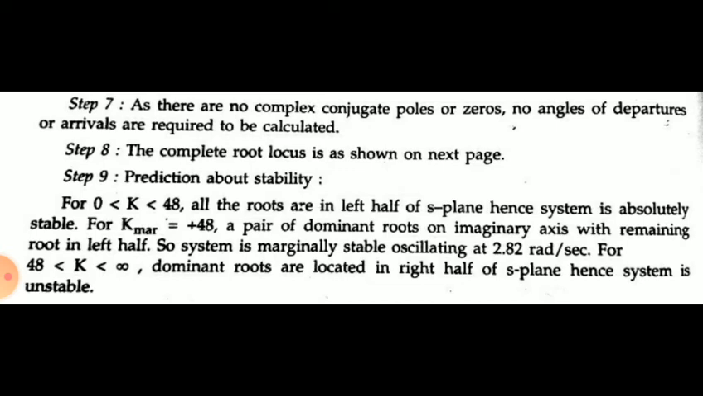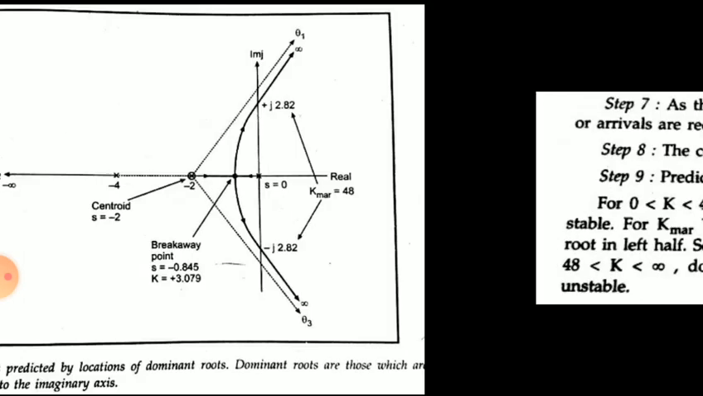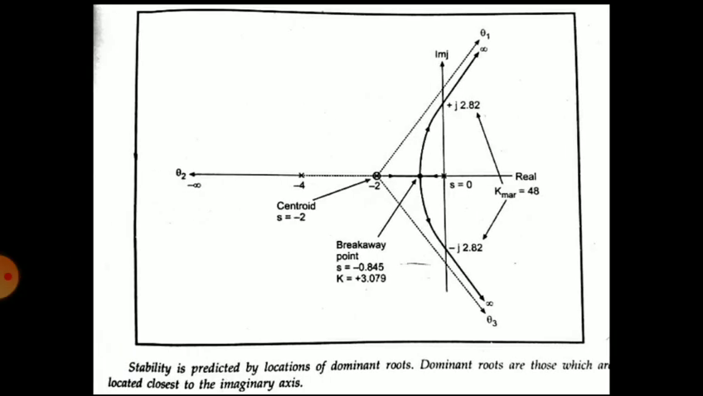And the prediction about stability. So first of all, we will see the root locus. Imaginary axis and real axis, then s equal to 0, -2, -4, then -2 is the centroid that we have already seen how it is formed. Then asymptotes that we have to draw, θ1, θ2, θ3, that we have already drawn. Then we have calculated the breakaway point that is in between 0 to -2. So that value of s equal to -0.845. So you have to plot that point, and then you have to draw the root locus.